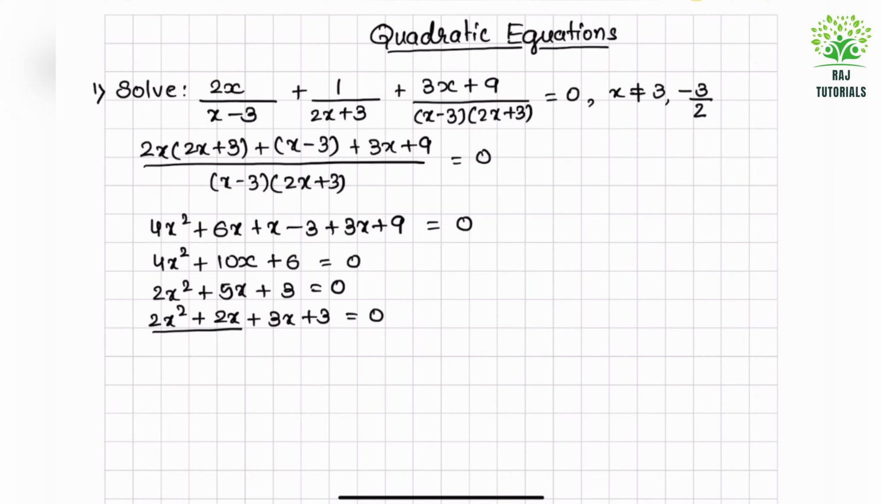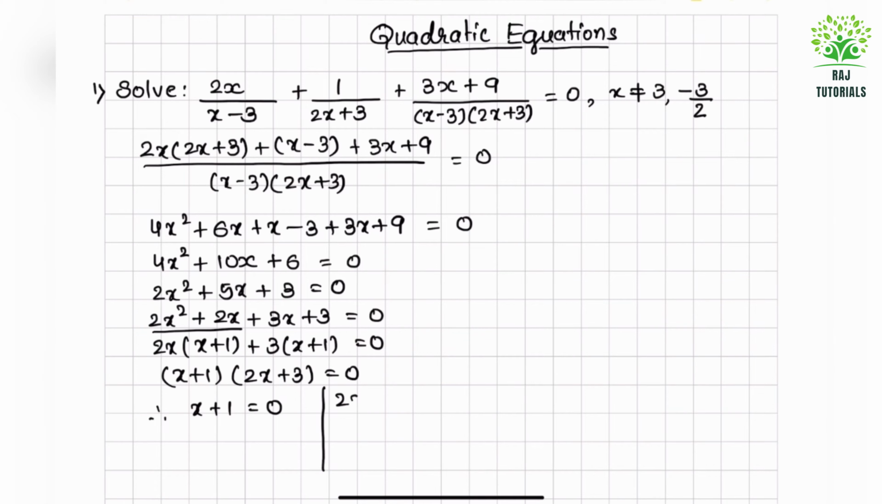Now from the first two I am taking 2x common, so x plus 1, plus from the second two I am taking 3 common, so x plus 1 equal to 0. So I got x plus 1 into 2x plus 3 equal to 0. So therefore either x plus 1 will be 0 or 2x plus 3 equal to 0. X plus 1 equal to 0, so x will be minus 1, or 2x will be equal to minus 3, so x equal to minus 3 by 2.